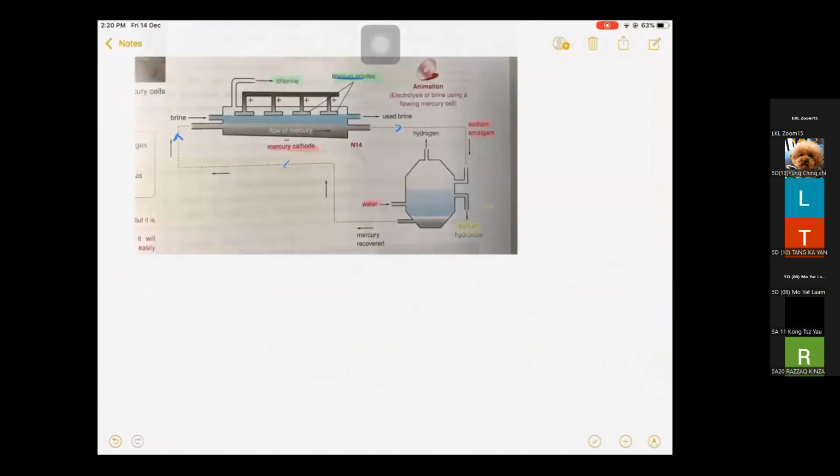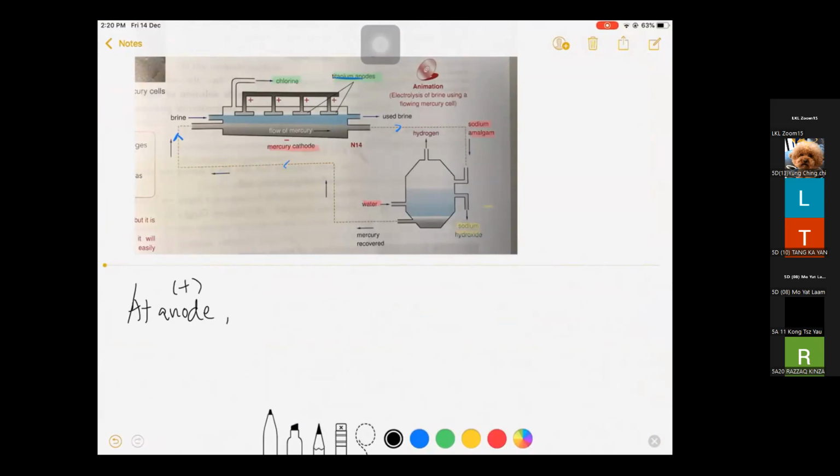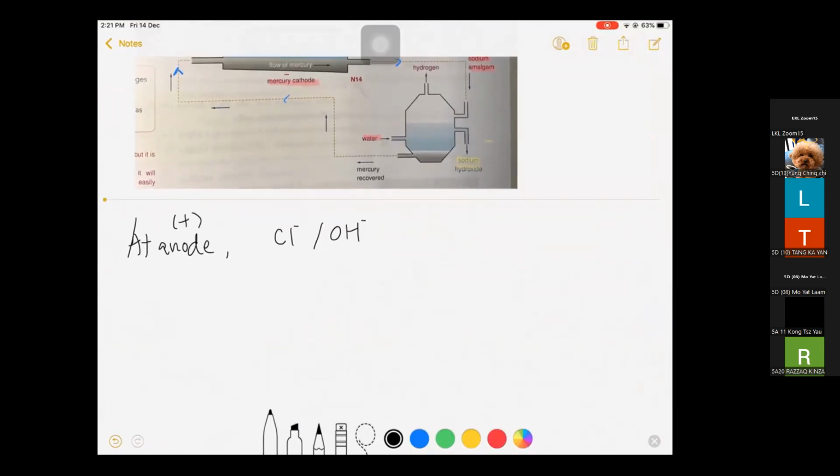Now, let's talk about what happened at the anode first. At the anode, it is electrolysis of concentrated sodium chloride solution. Anode is the positive electrode. Positive electrode attracts negative ions. In the solution, we have chloride ion and hydroxide ion. Now, can you tell me which ions are preferentially discharged and why?